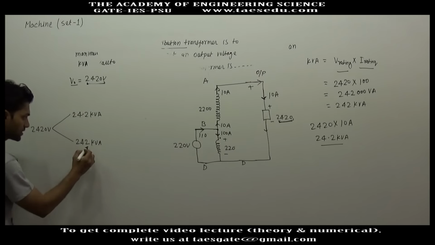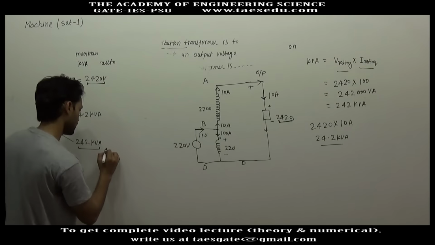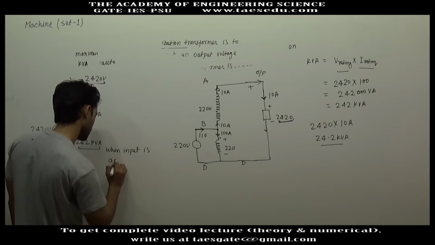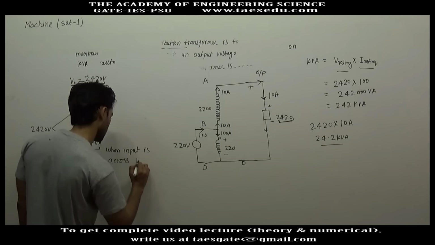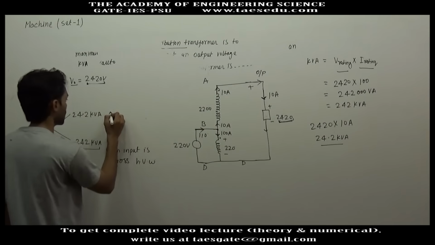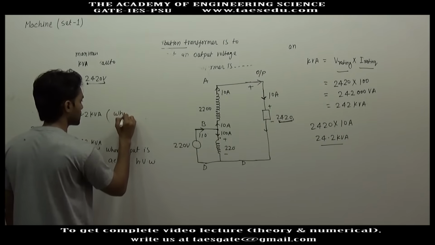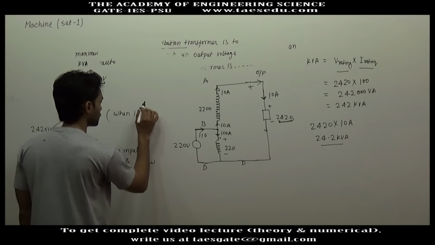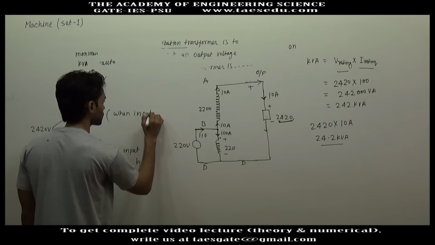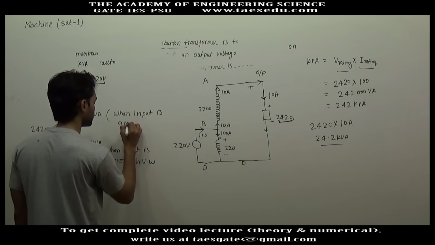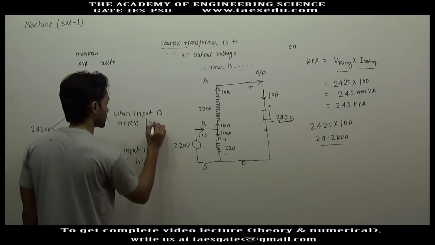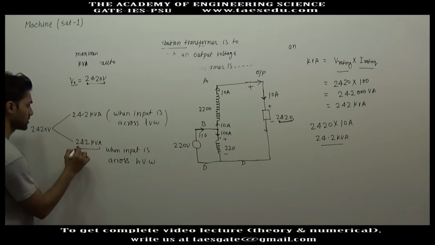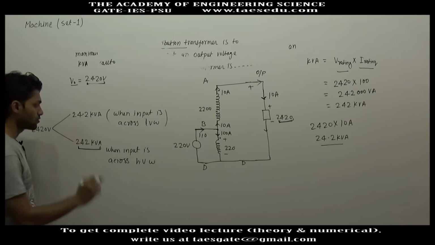We got this kVA when the input terminal is across the high voltage winding, and we got this kVA when the input is across the low voltage winding. And the question is asked about the maximum kVA, so the answer will be 242 kVA.